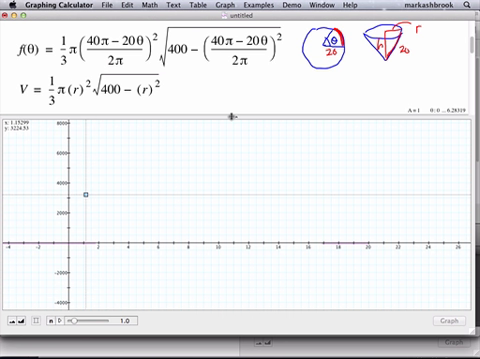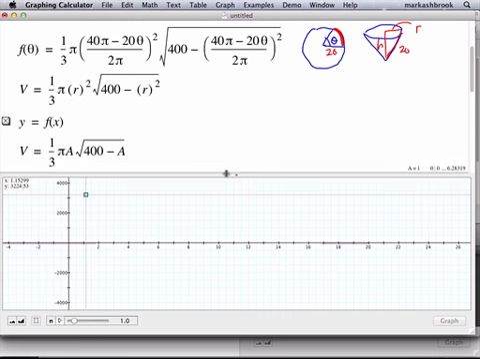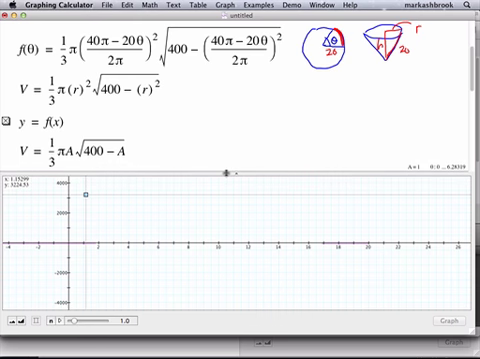And we can do even better than that. Notice that both of them are r squared. So I called capital A, r squared. So now I've got my volume function as a function of r squared, which is perfectly valid. So it's getting easier with every simplification here.